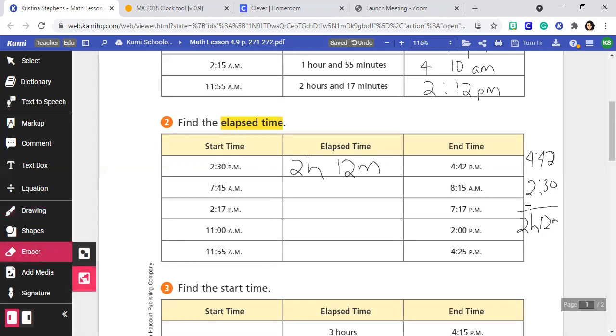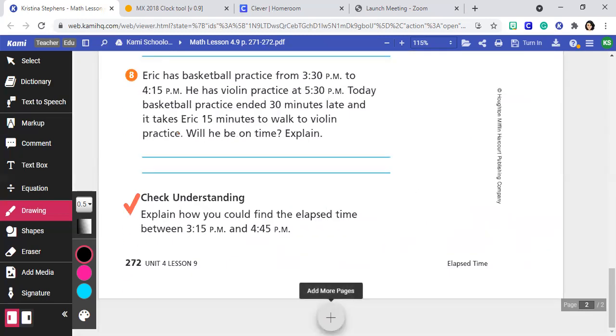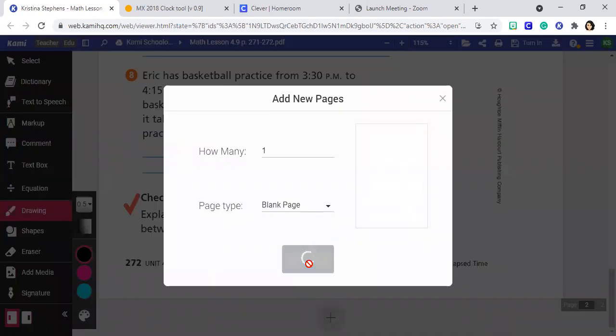All right, let's look at the next one here. Our start time was 7:45 a.m. and our end time was 8:15 a.m. Well, I'm going to think about that just a little bit differently here. You know, I think I'm going to come down here and add a page so that I can do some annotations down here.